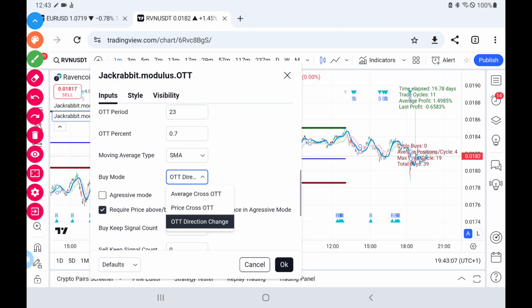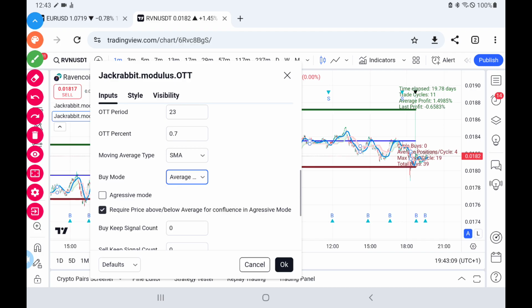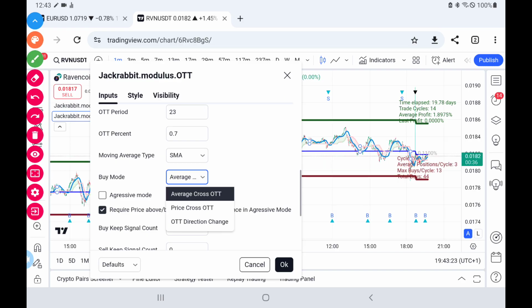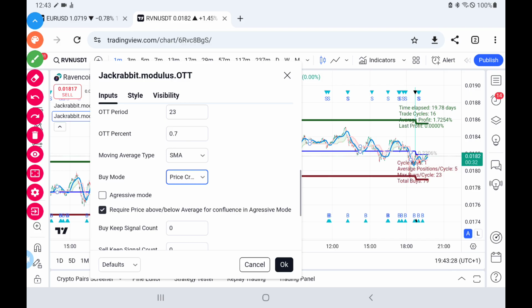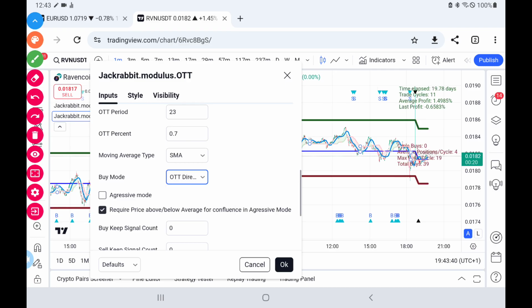But let's go with the average crossing. And we have yet even more tailored functionality. And still a maximum buys per cycle that is very reasonable for Raven. Let's do price crossing. Now this one's a little more aggressive, but it's still very controlled. And then of course back to what we had originally, directional change.